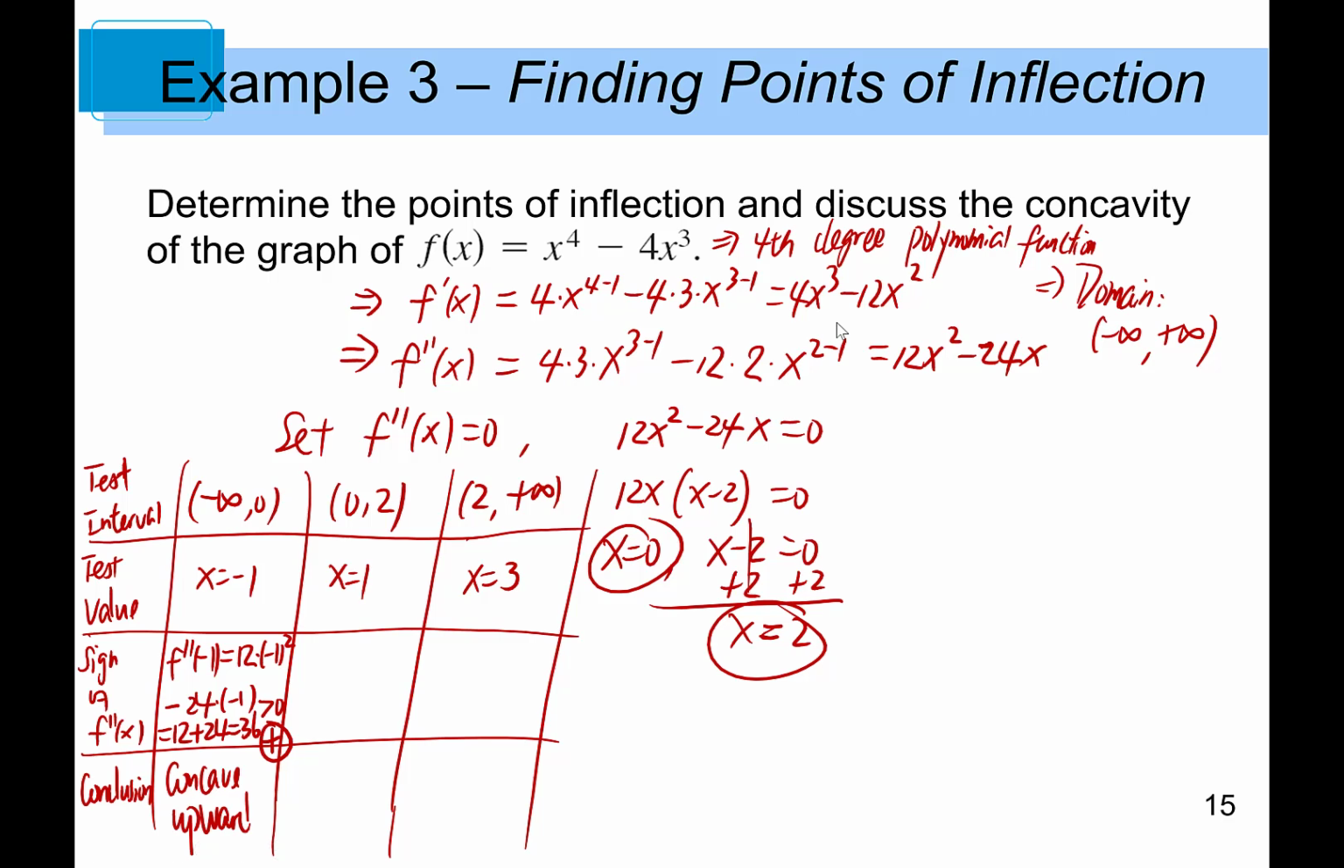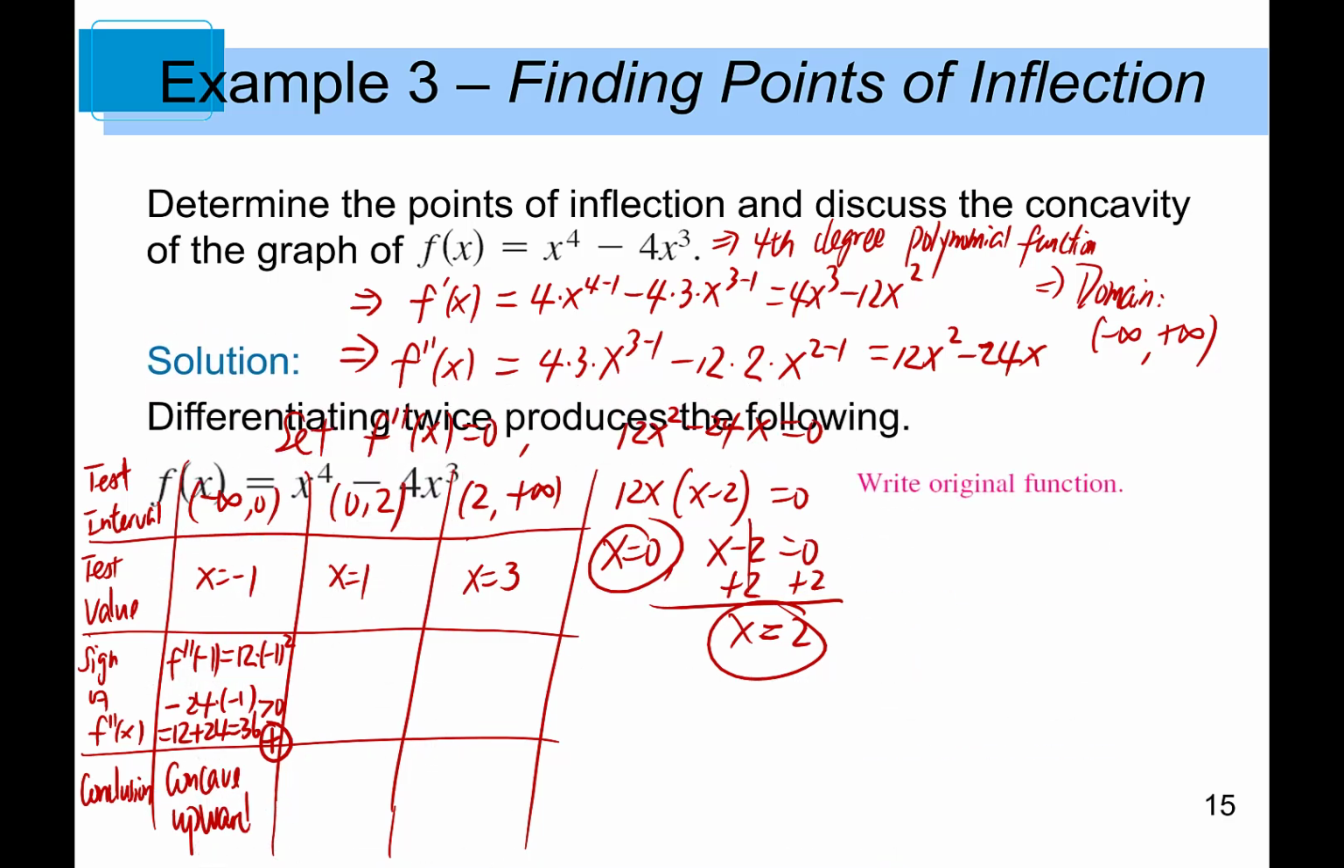Let's continue where we left off. So for the second interval, I'm going to replace x with 1 into the second derivative. Equals 12 times 1 squared minus 24 times 1, which is negative 12. So this is negative. That's not 0. This interval is negative, so it's concave downward.